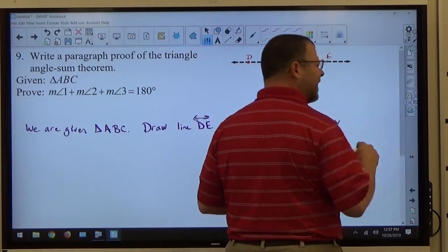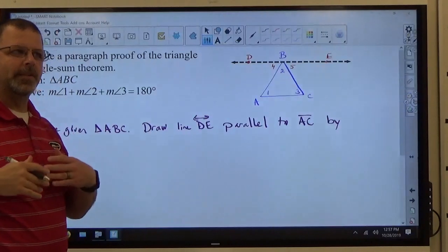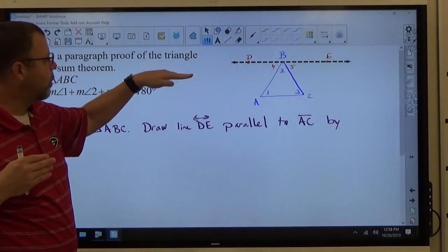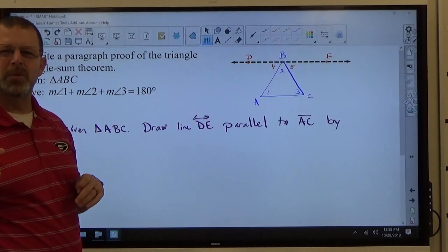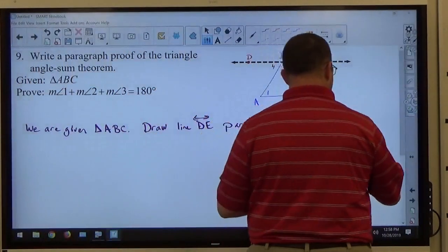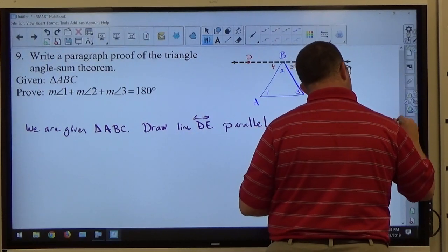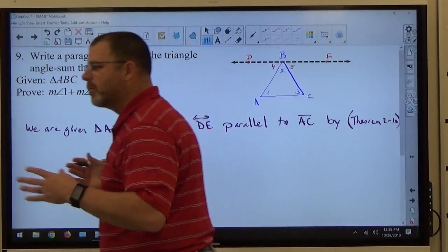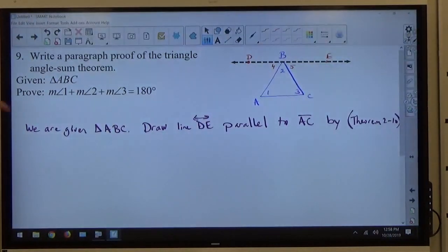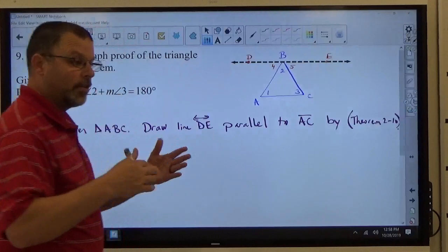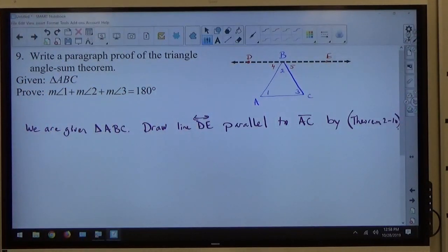by, can't remember the theorem number, it's the one that states that through any point not on a line, there's exactly one parallel line through that point. Maybe it's theorem 210, possibly. Let's just pretend that that's what it is, theorem 210. It didn't have a special name, so it's theorem something, but just know it's for that theorem that I'm doing that.